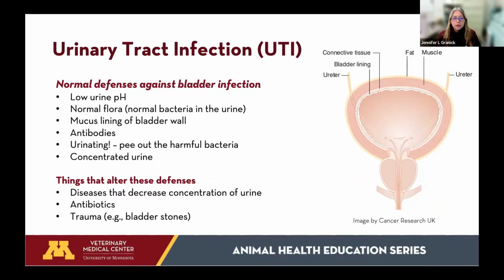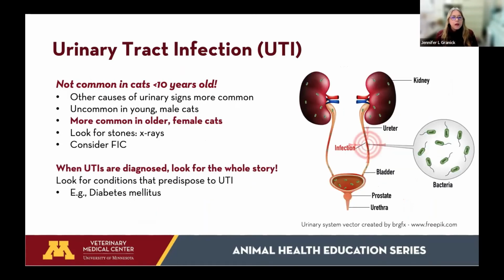Diseases that affect the ability to concentrate the urine, like diabetes, for example, kidney disease, are things that could increase the risk of urinary tract infections. Antibiotics that alter normal bacterial flora can increase the risk of a urinary tract infection sort of down the road. Anything that traumatizes the bladder wall, like stones in the bladder that are bumping around in there and irritating the bladder wall, are things that can increase the risk of infection. So urinary tract infections are not common in cats under 10 years old.